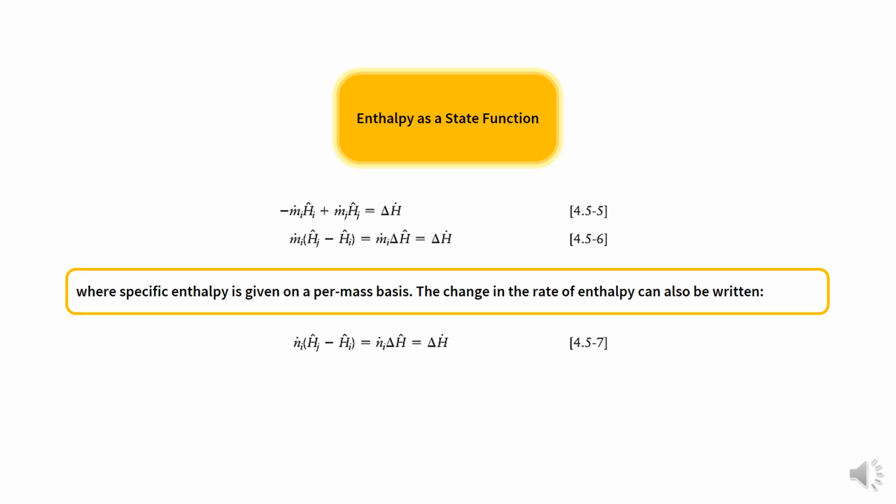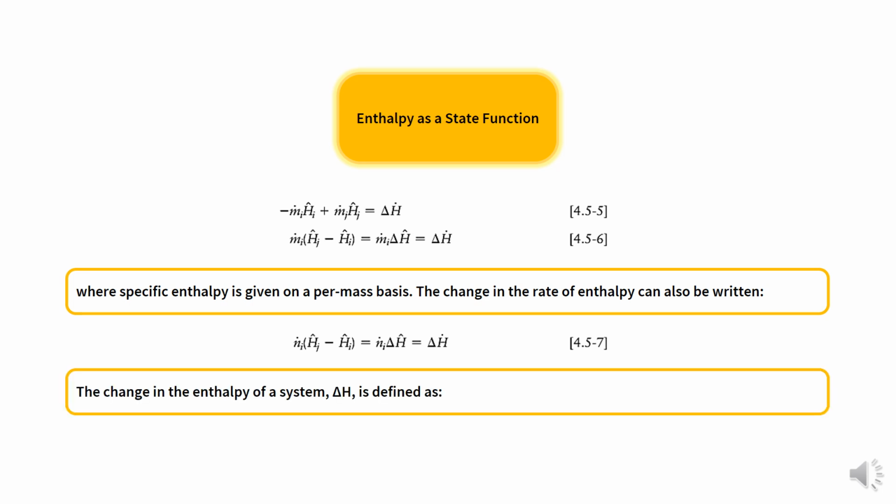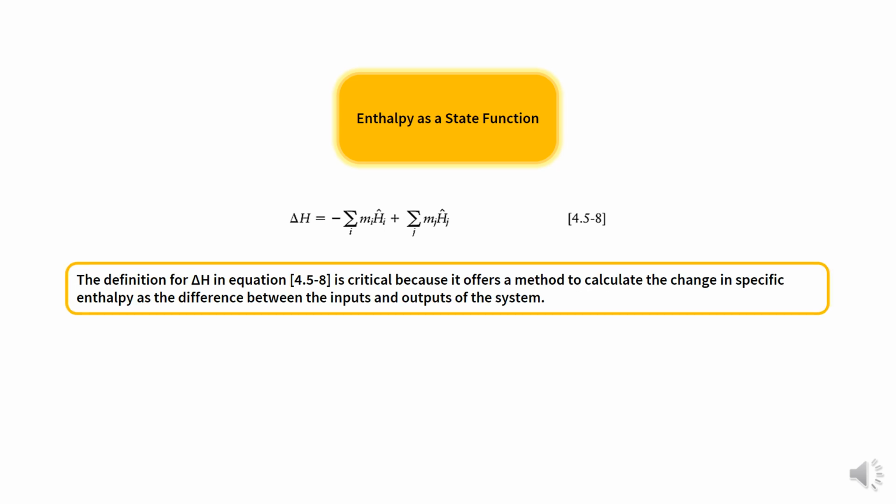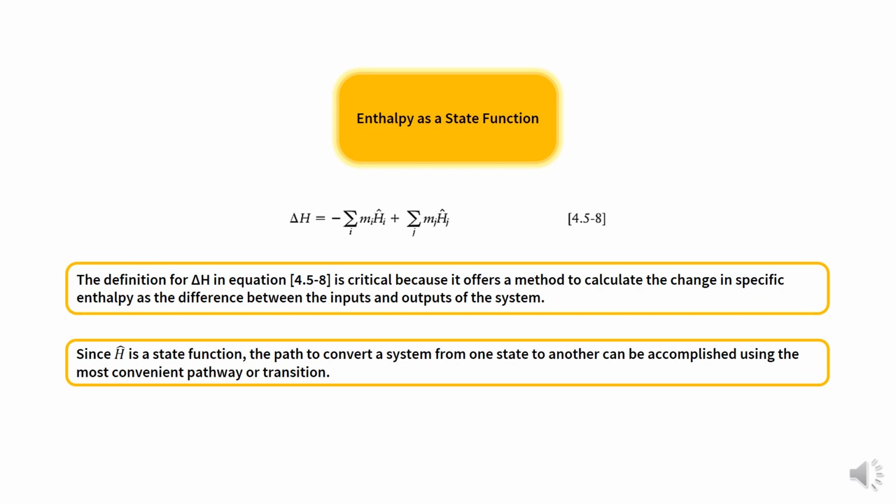The change in the enthalpy of a system, or delta H, is defined as the equation below. The definition for delta H in this equation offers a method to calculate the change in specific enthalpy as the difference between the input and output of the system. Since H hat is a state function, the path to convert a system from one state to another can be accomplished using the most convenient pathway or transition.